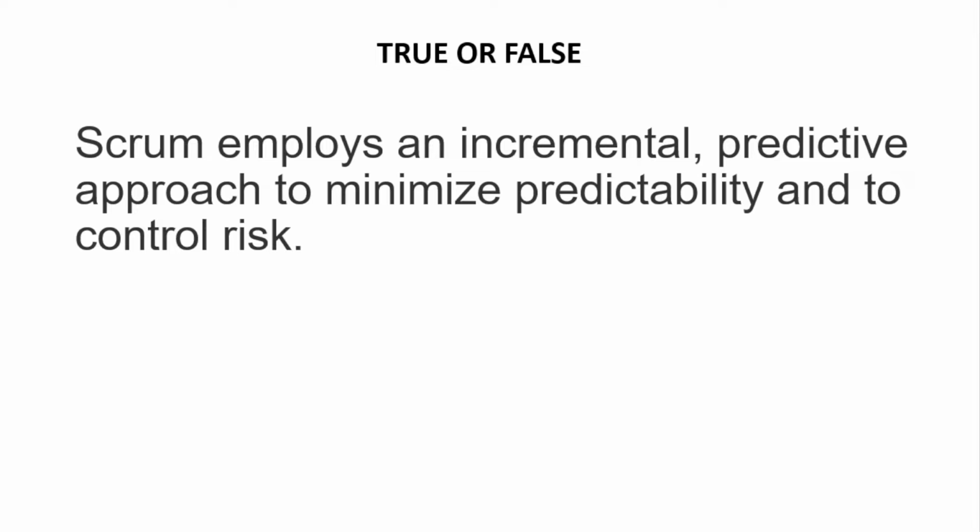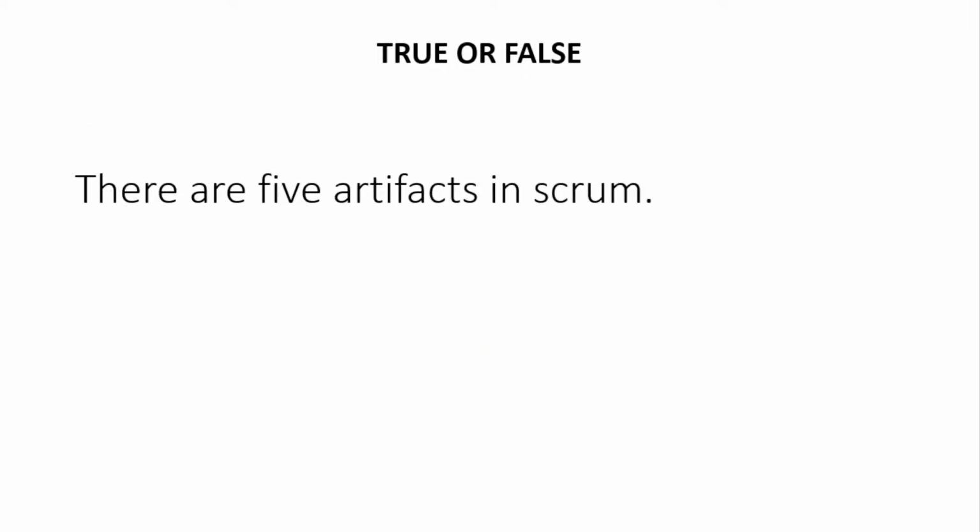Scrum employs an incremental predictive approach to minimize predictability and to control risk. The answer is false. Scrum does not employ a predictive approach. Also, our goal is not to minimize predictability. Next question. There are 5 artifacts in Scrum, true or false? The answer is again false. There are 3 artifacts in Scrum.